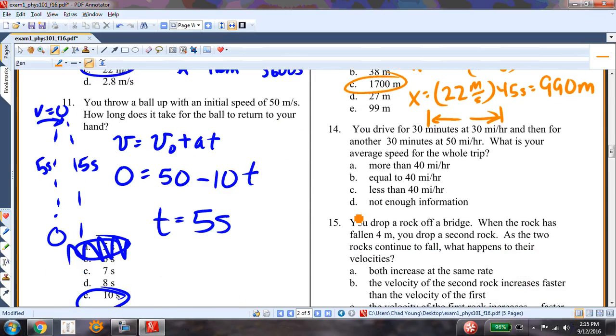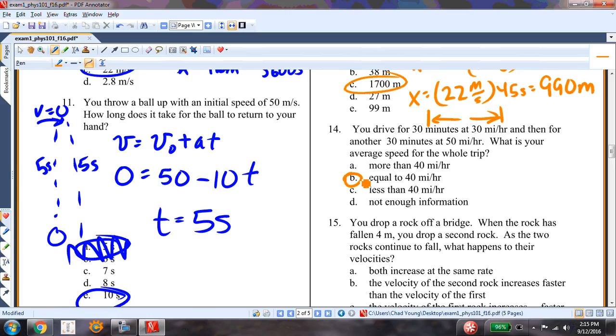You drive 30 minutes at 30 miles an hour, and then for another 30 minutes at 50 miles an hour. What is your average speed for the whole trip? We had this problem actually in class or on the online participation quiz. It was verbatim. The answer is equal to 40 miles per hour. Because you're traveling equal amounts of time at these two different speeds, I can just take the numerical average of them, 30 plus 50 divided by 2, and that's equal to 40.